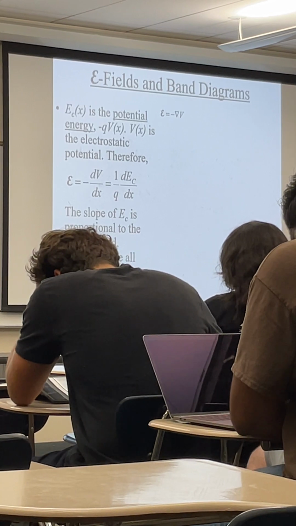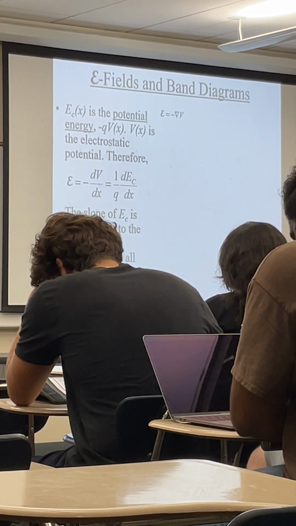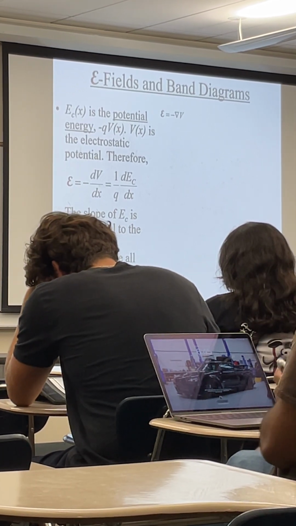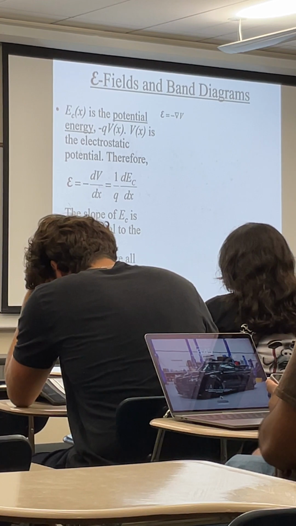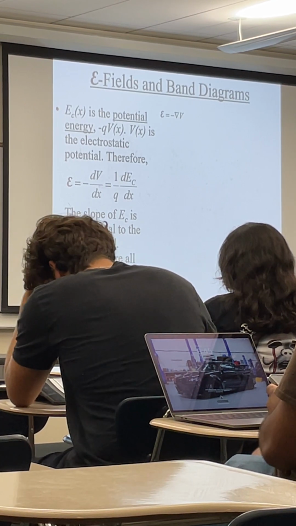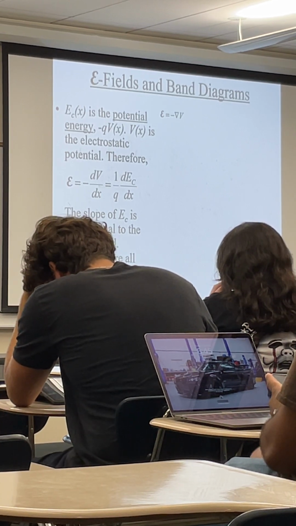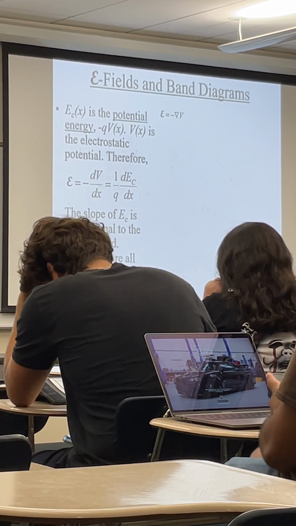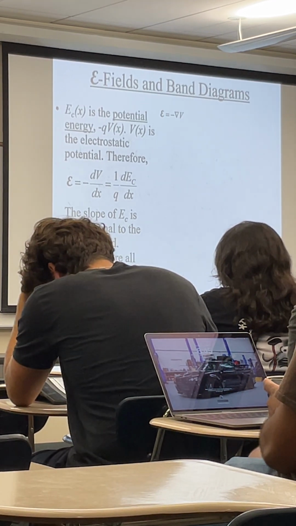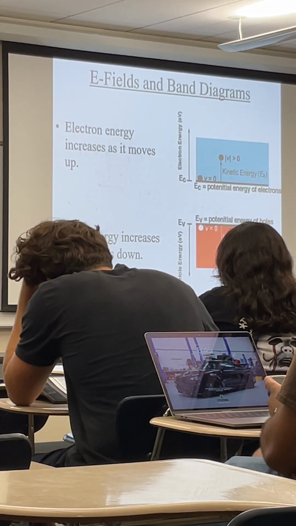Right? So here we would like to try to understand this electric field and how it affects this band diagram. First of all, this EC, the conduction band edge, here we just assume it's a constant.